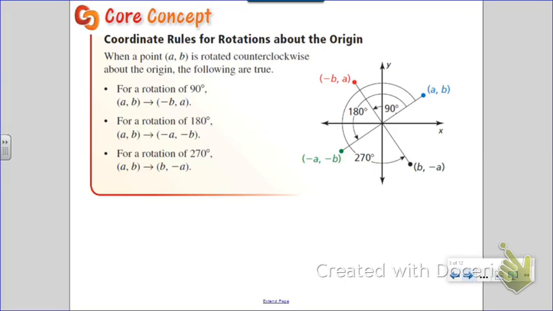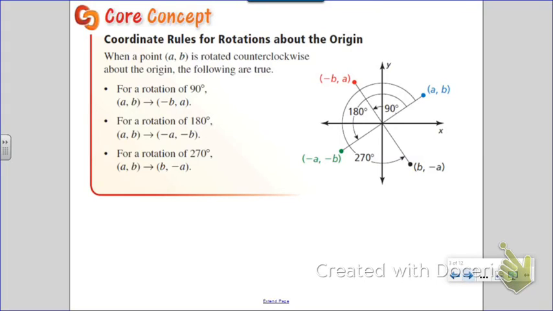Coordinate rules for rotations we'll focus on are counterclockwise. We assume counterclockwise unless told otherwise. 90 degrees, 180 degrees, and 270 degrees. And what this tells us is the rule that we would use.